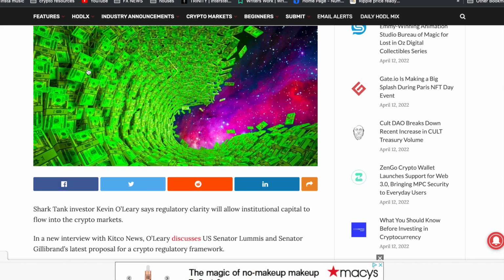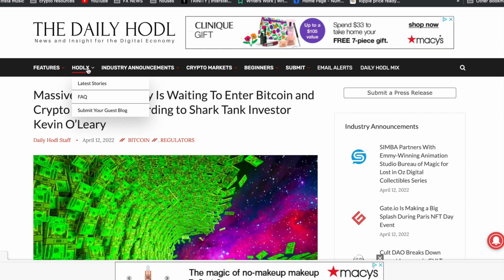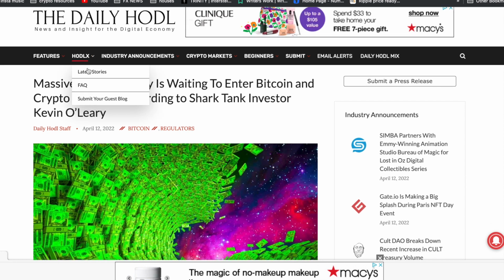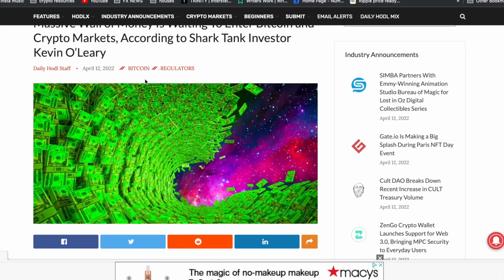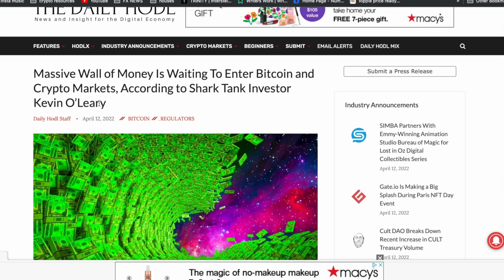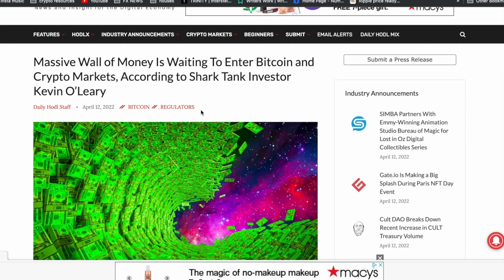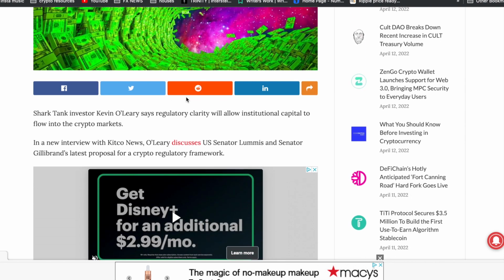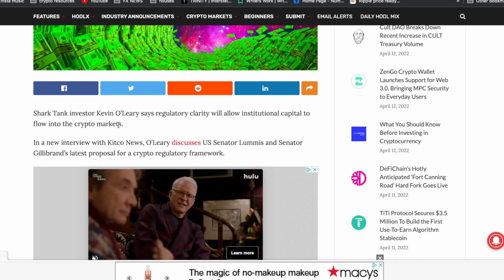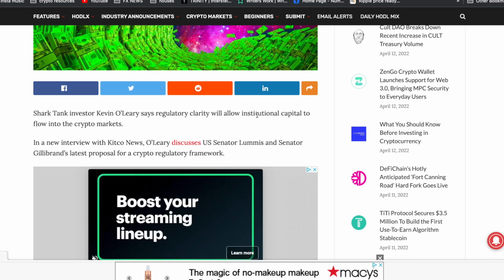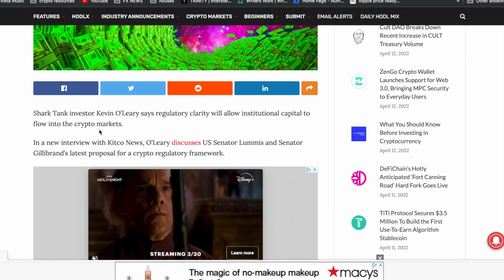And then this I thought was very interesting. Again, the mainstream media, the institutional order flow, everything's starting to pick up in this market. Look at this. Massive wall of money is waiting to enter Bitcoin and crypto markets, according to Shark Tank investor Kevin O'Leary. Again, what do we see? Key vocabulary, things that I've been telling you guys to pay attention to. Shark Tank investor Kevin O'Leary says regulatory clarity will allow institutional capital to flow into the cryptocurrency markets.